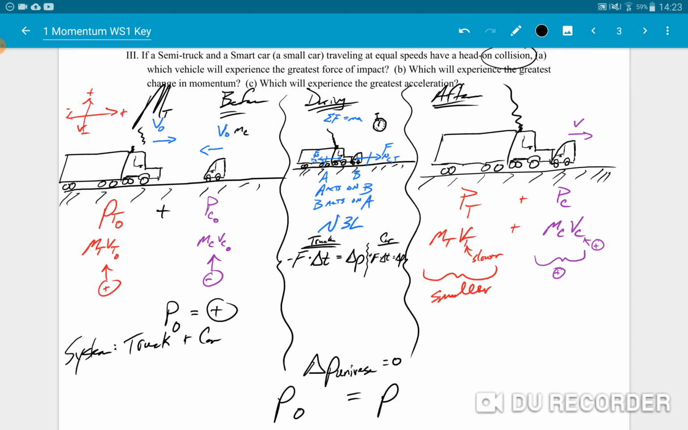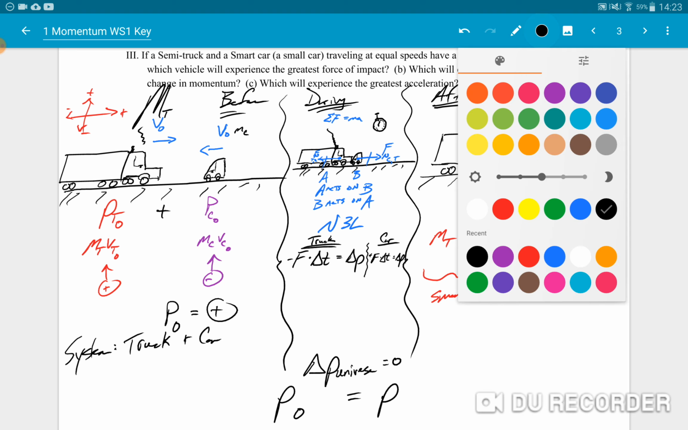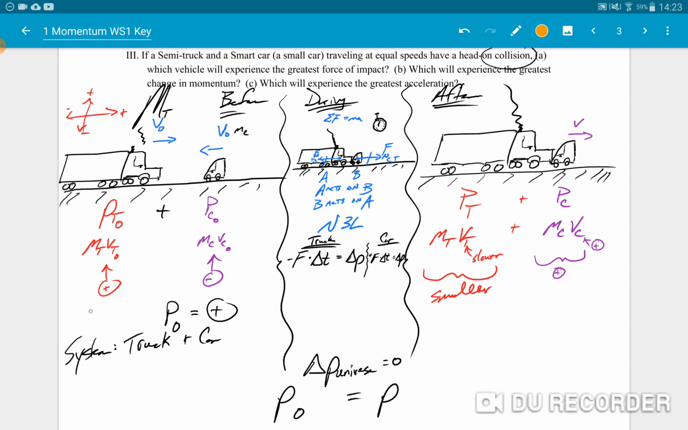Okay, now the last bit here, this is all about momentum. Which one will experience the greatest change in momentum? Well, it's going to be the same change in momentum. So how do I know that? Well, I actually proved that over here, I just didn't say that. Here, it's the exact same amount of force for both of these guys, and we said it's the same amount of time for both of these guys, because we would time just the one collision.